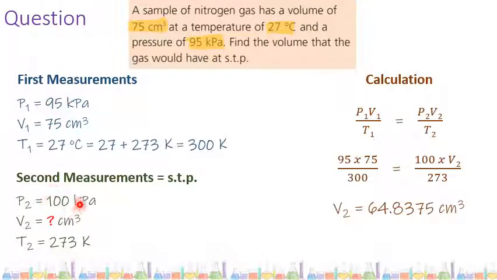Now, if we just take a look at that for a second, our pressure has gone from 95 to 100. So our pressure has increased and our temperature has decreased. So the pressure has increased, temperature has decreased, so the volume also had to decrease to counteract those changes.